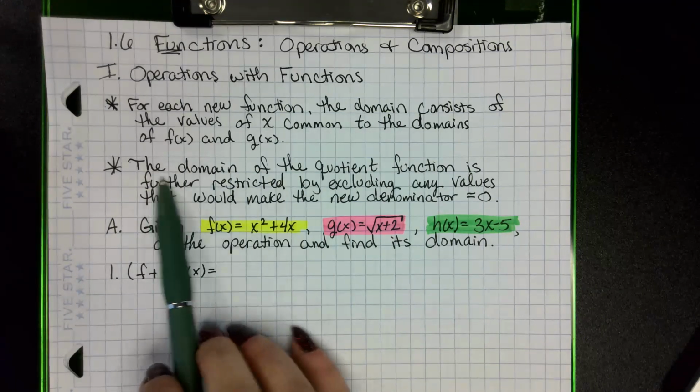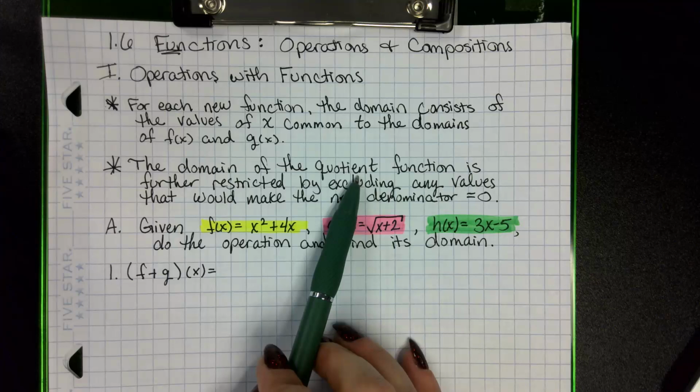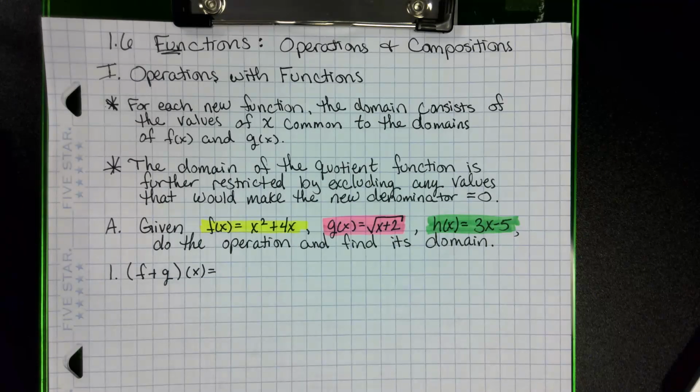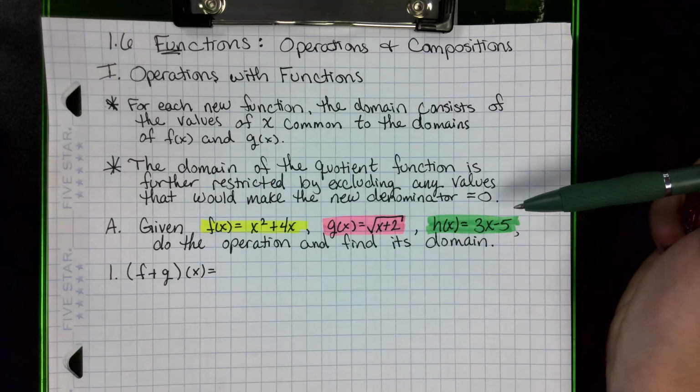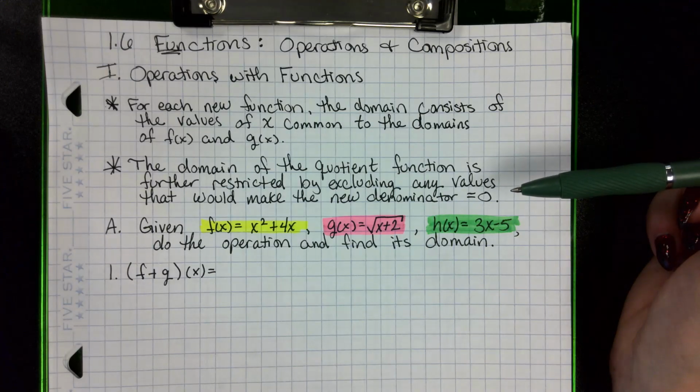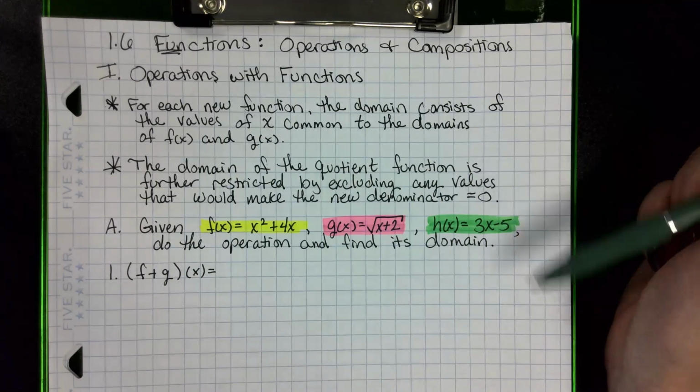And then the domain of the quotient function, so if you are working with the quotient function, that one is further restricted by excluding any values that would make the new denominator equal to 0. So you have to, for the quotient, consider the original domain of your two original functions, and then a third restriction would be anything that makes the new denominator equal to 0.